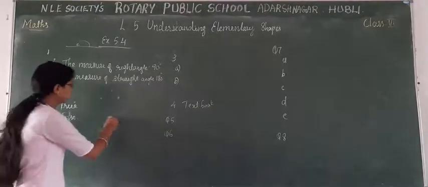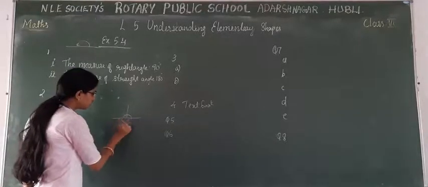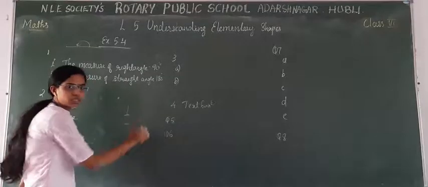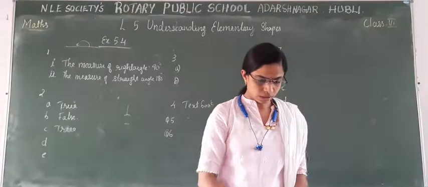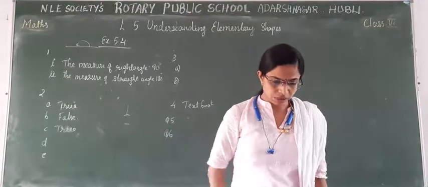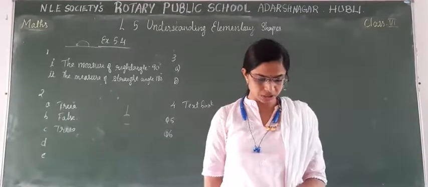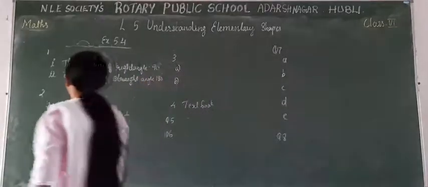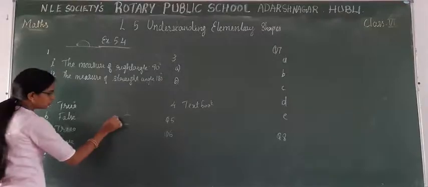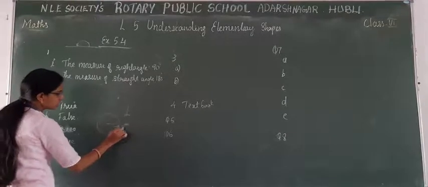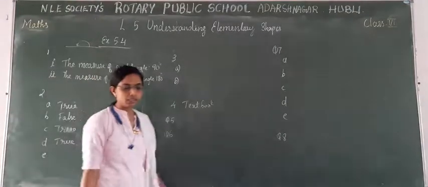So reflex angle is an angle which will come here. These are all more than 180 degree. Hence it is true. D: The measure of one complete revolution is 360 degree. Yes, true it is. So just now I had explained, when a circle completes a revolution, it is 360 degree.